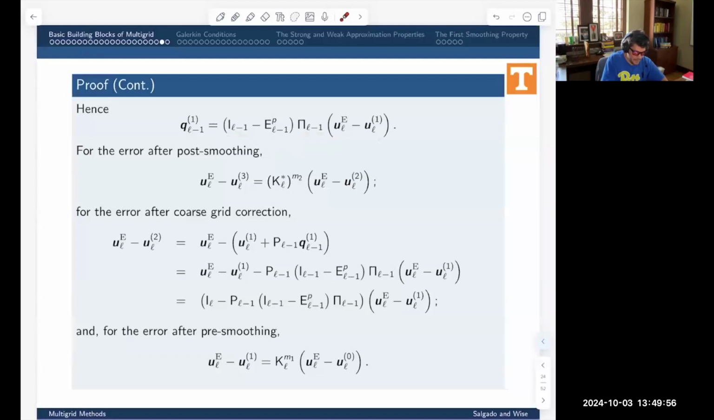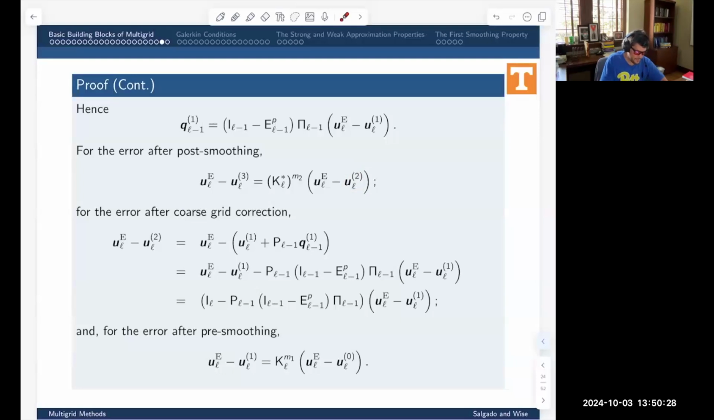Now, for the error after post-smoothing, that is just the exact minus the smooth solution. That one is just given to us by the error for the post-smoothing step. That's the error matrix for that process, raised to the m2 power because we're doing it m2 times. The exact solution minus the previous solution, the previous best guess solution. That's the solution that we get out of the coarse grid correction step.